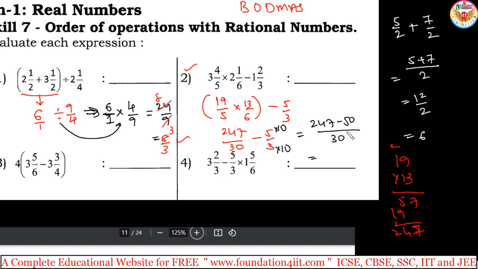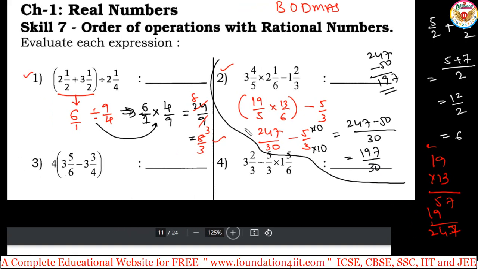From 247, 50 you can subtract, normal subtraction you can do. 7 minus 0 is 7, 14 minus 5 is 9, and 1. So 197 divided by 30. Okay, this is the calculation for this. So this is the way you can proceed for all the fractions already studied in class 8th and 7th also.